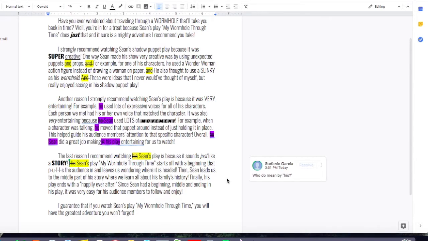Sean's play, My Wormhole Through Time, starts off with a beginning that pulls the audience in and leaves us wondering where it is headed. Then, Sean leads us to the middle part of his story where we learn all about his family's history. Finally, his play ends with a happily ever after. Since Sean had a beginning, middle, and ending in his play, it was very easy for his audience members to follow and enjoy. And here is my conclusion, very short.